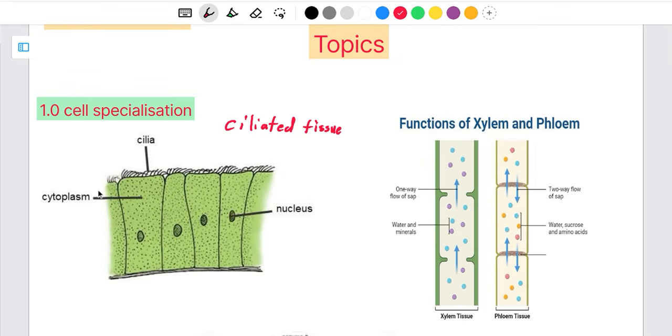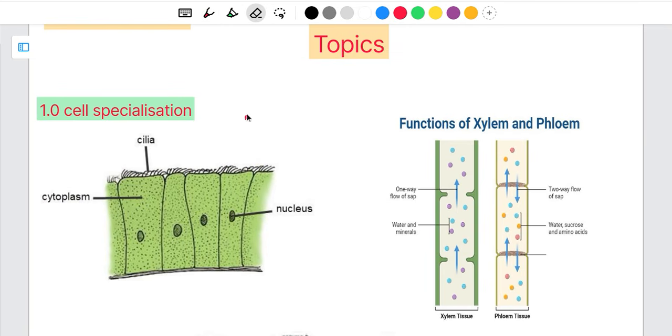You should know the parts of a ciliated tissue. We have the cilia, which look like hair-like structures. We also have other structures like the cytoplasm, the nucleus, the goblet cell here, as well as the mitochondria, which provide energy. So what should you know about this one here?